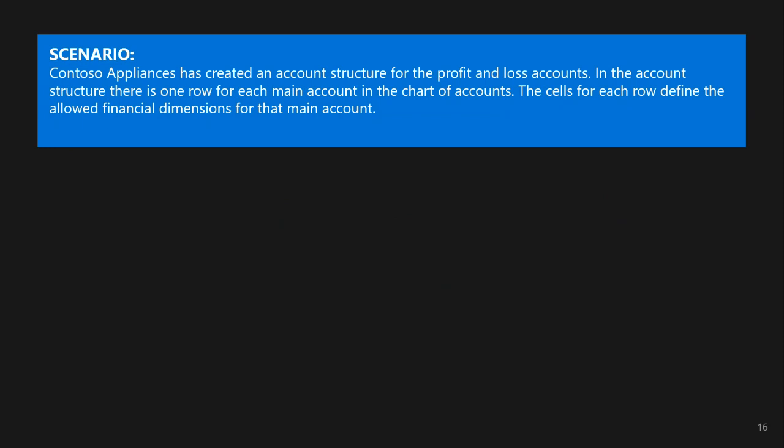Contoso Appliances has created an account structure for the profit and loss accounts. In the account structure, there is one row for each main account in the chart of accounts. The cells for each row define the allowed financial dimensions for that main account. I'll give you that they probably don't have 10,000 main accounts, but what do you think?